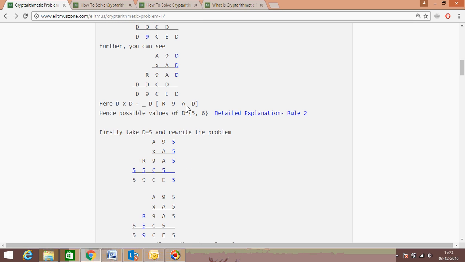So you have to go with a hit and trial approach with the possible values of D, either D is equal to 5 or D is equal to 6. Now firstly take D is equal to 5, and rewrite the problem again.